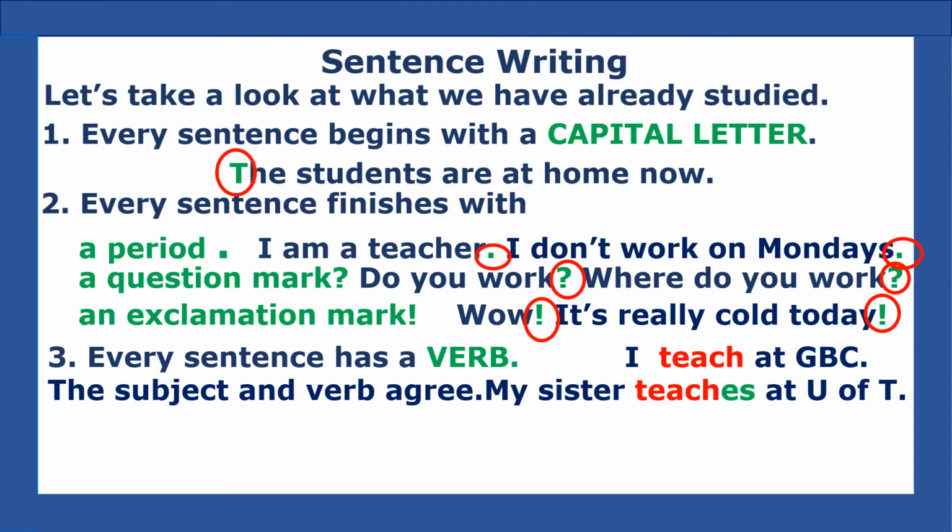We also learned that every sentence has a verb. I teach at George Brown College. What's the verb? That's right, teach. And the subject and the verb must agree. So I say I teach, but with my sister, do I say my sister teach? No, we say my sister teaches at U of T.